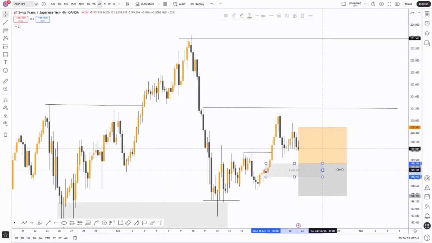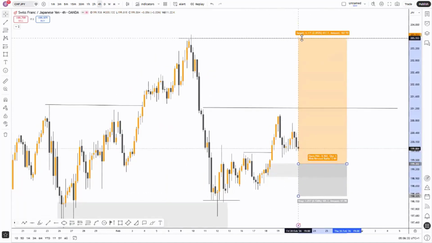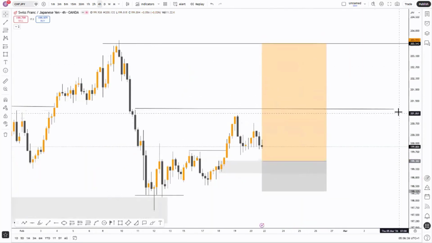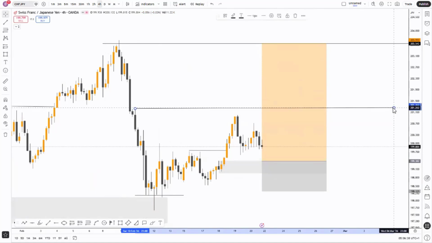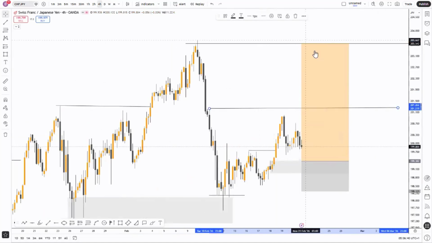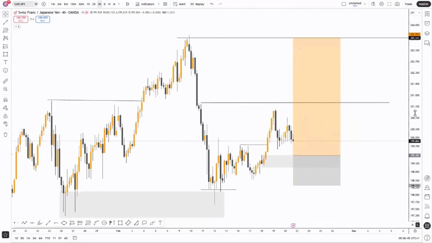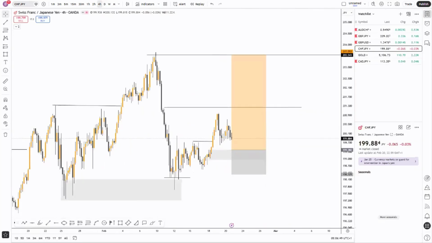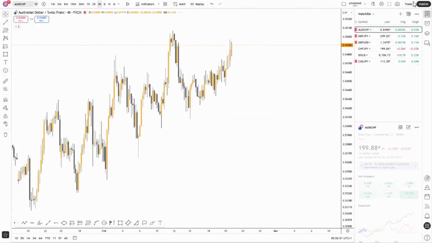While I wait for price to buy to this buy side liquidity, taking out this secondary draw liquidity first from the daily time frame. Remember what I said in the daily time frame, and then my buy side liquidity. So this is my outlook on CHF JPY. Now let's go into another pair, AUD CHF.